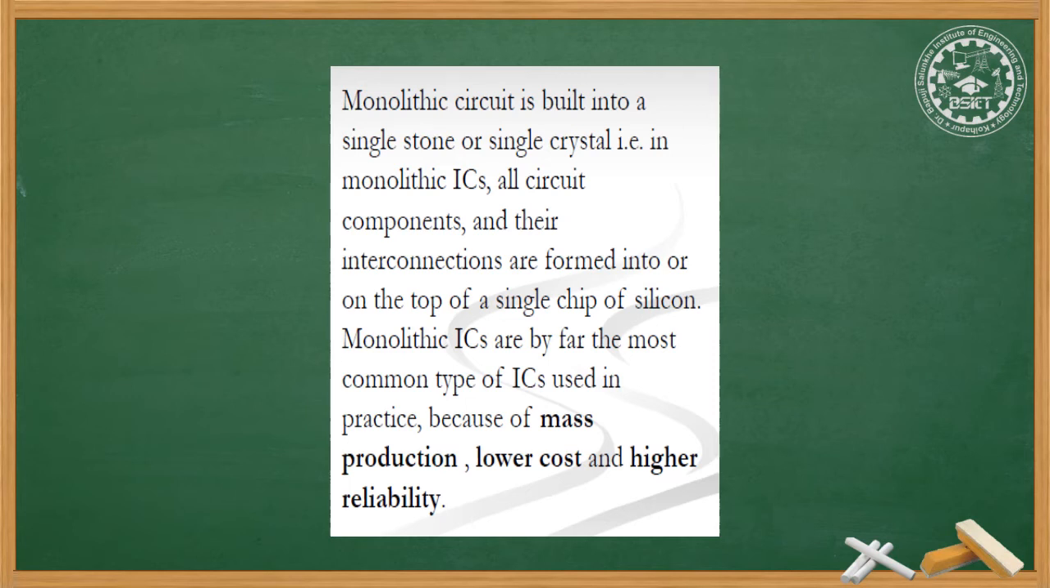Monolithic circuit is built into a single stone or single crystal. That is, in monolithic ICs, all circuit components and their interconnections are formed into or on the top of a single chip of silicon. Monolithic ICs are the most common type of ICs used in practice because they have advantages like mass production, lower cost and higher reliability.